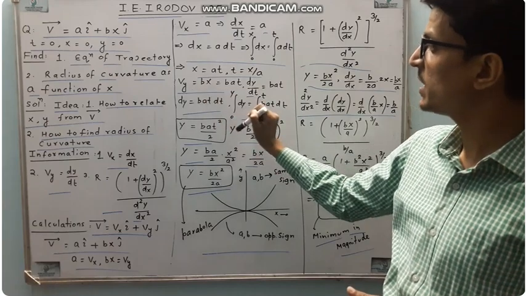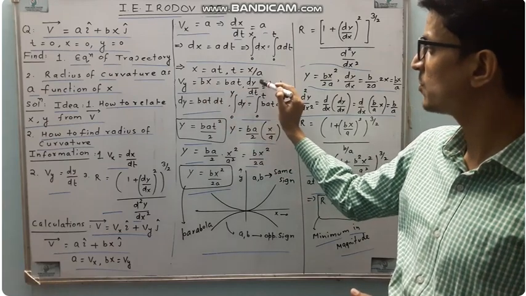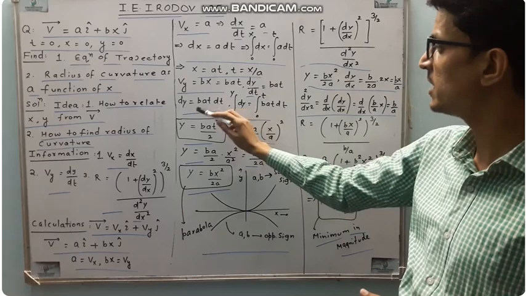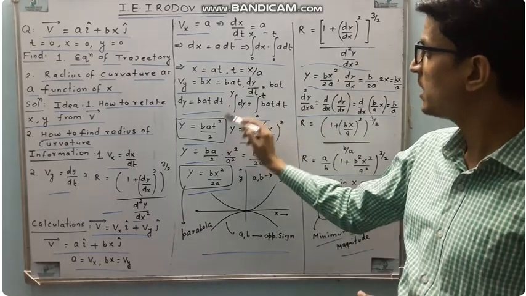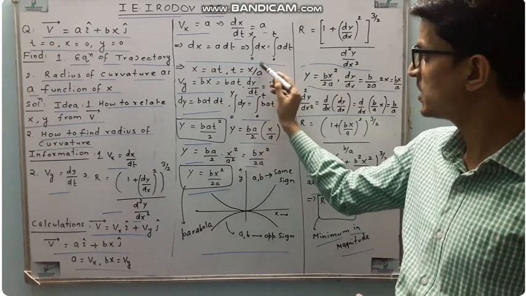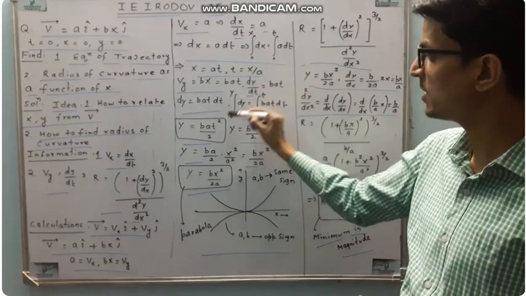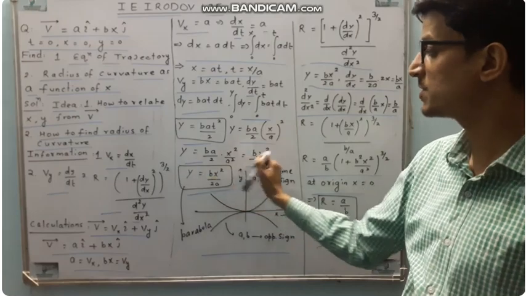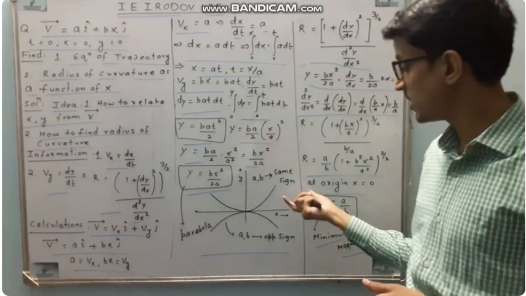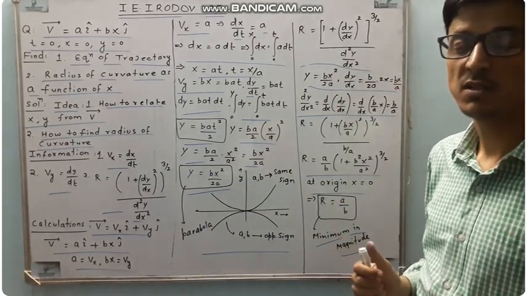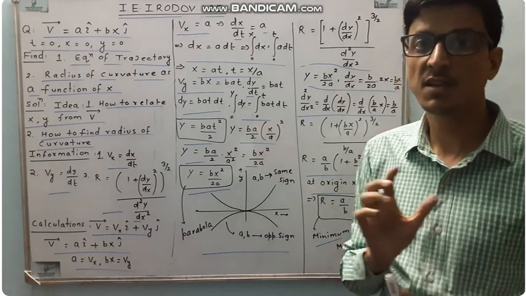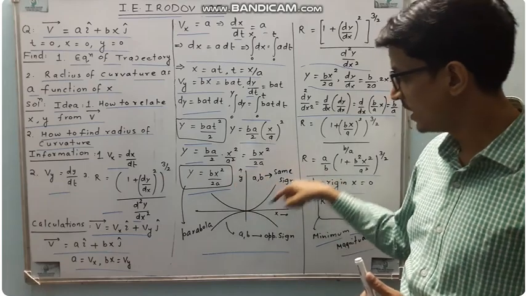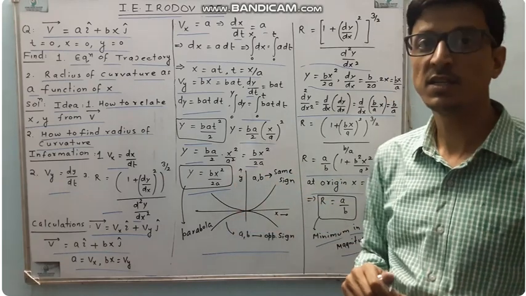Similarly, Vy is equal to Bx, x is At, so Vy is dy by dt is Bat. Integrating, we get this, y is equal to this. Now, t is equal to x by A, so if I substitute t is equal to x by A from here to here, I get this equation, which is equation of a parabola. So it may turn upward or it may turn downward depending on the values of A and B. If AB is positive, that is they have same sign, it will turn upward. If they have opposite sign, it will turn downward.